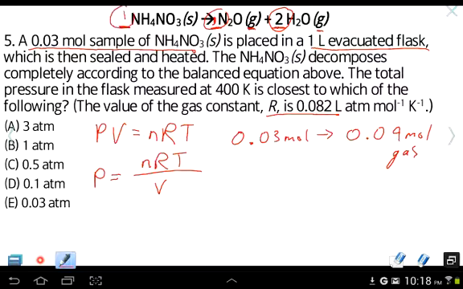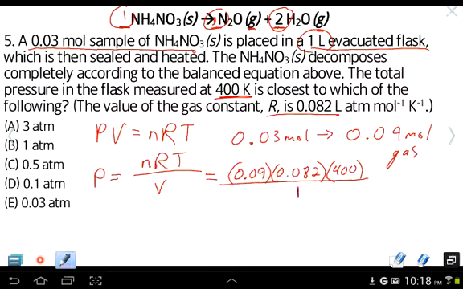So that's what we will put for n. We get 0.09. R is a constant that's given to us as 0.082. Temperature is 400 Kelvin. And volume, nicely, is just 1 liter, so we're dividing all this by 1. So let's see if we can multiply the top numbers. It looks like it's a little difficult to do.